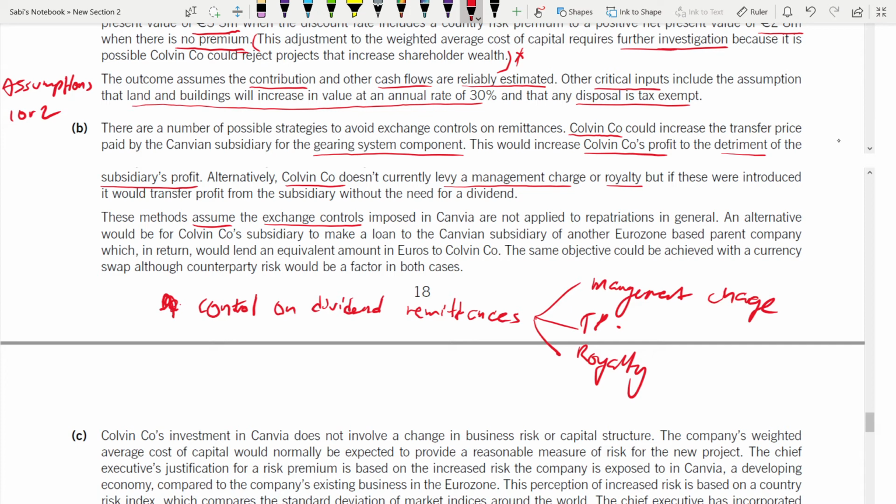An alternative would be for the Colvin subsidiary to make a loan to the Canvian subsidiary of another Eurozone-based parent company, which in return would lend an equivalent amount in euros to the Colvin company. So they are making a loan to Canvian, and this will lead to an equivalent amount in euro to Colvin. The same objective would be achieved with a currency swap, although counterparty risk would be a factor in both cases. Make sure you know all this from your textbook.